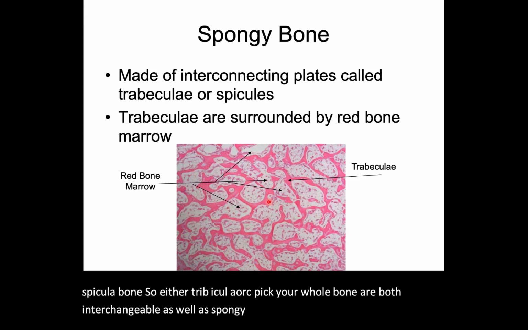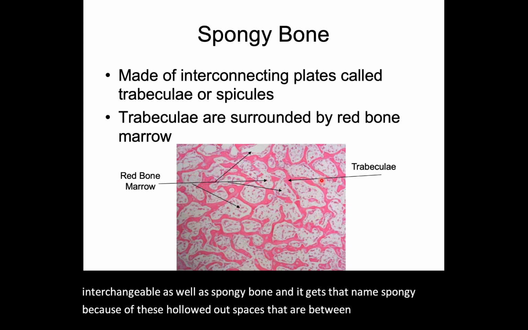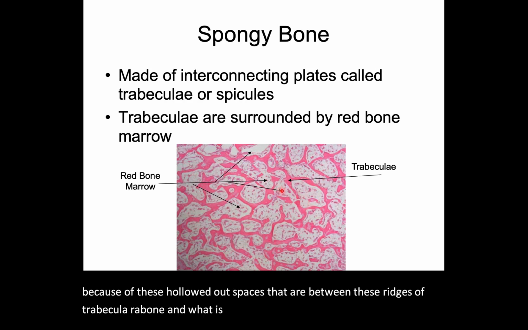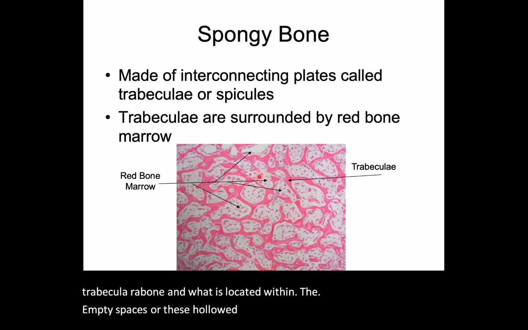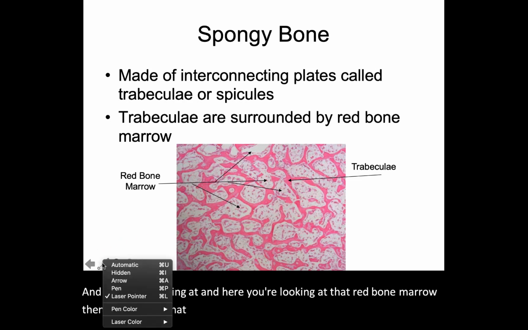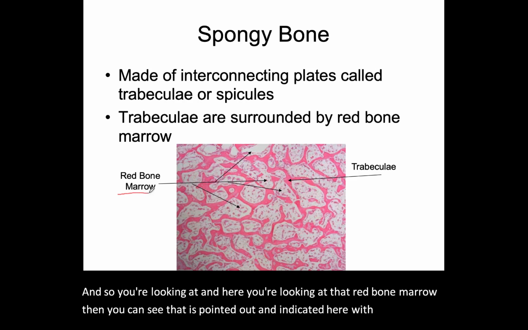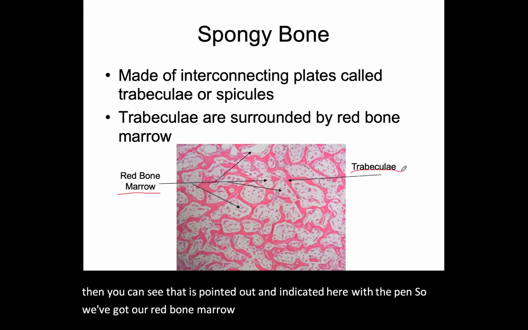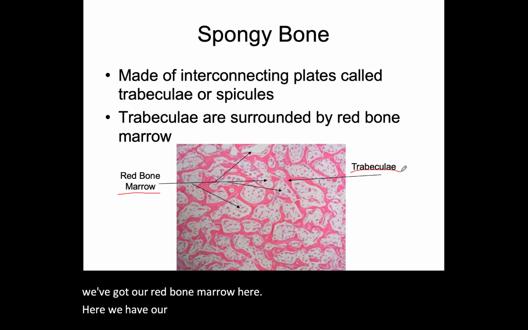And it gets that name, spongy, because of these hollowed out spaces that are between these ridges of trabecular bone. And what is located within the empty spaces, or these hollowed spaces between the trabecular bone, is where we find the red bone marrow. And here you're looking at that red bone marrow, and you can see that that is pointed out and indicated here with the pen. So we've got our red bone marrow here, and we have our trabecular bone indicated there.